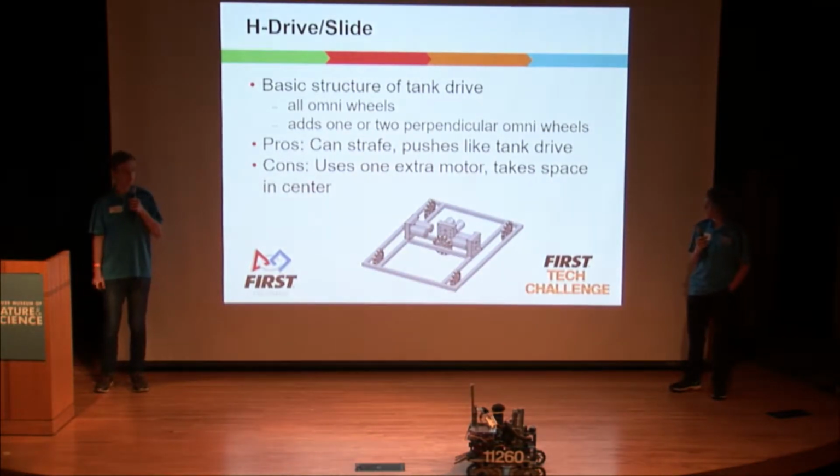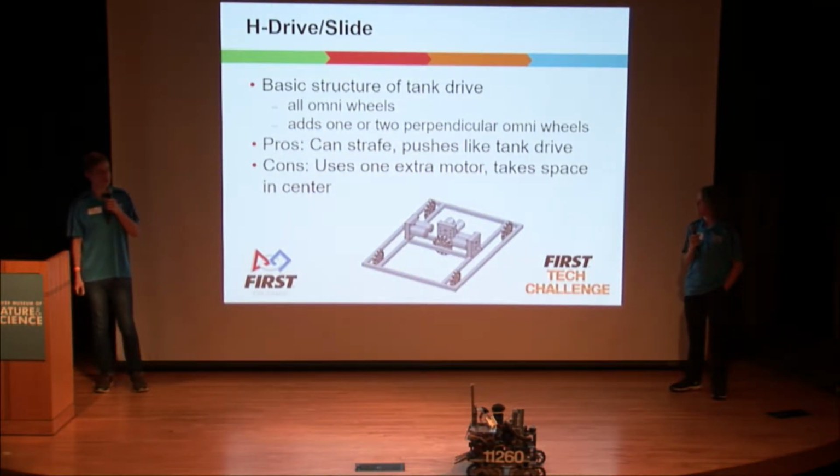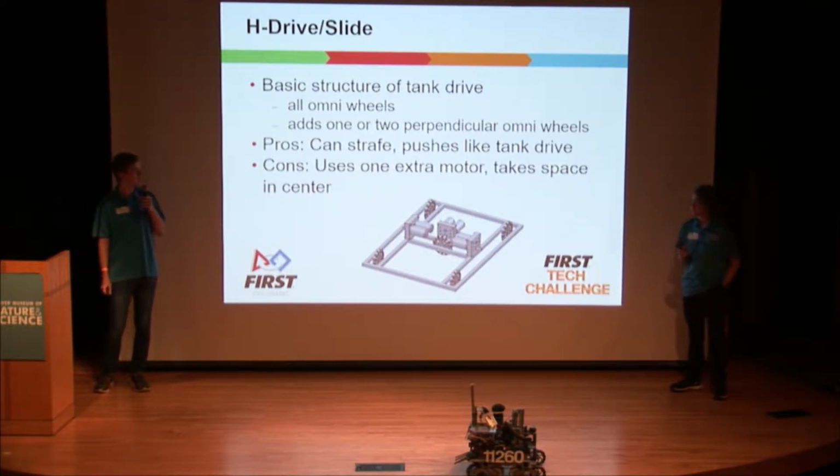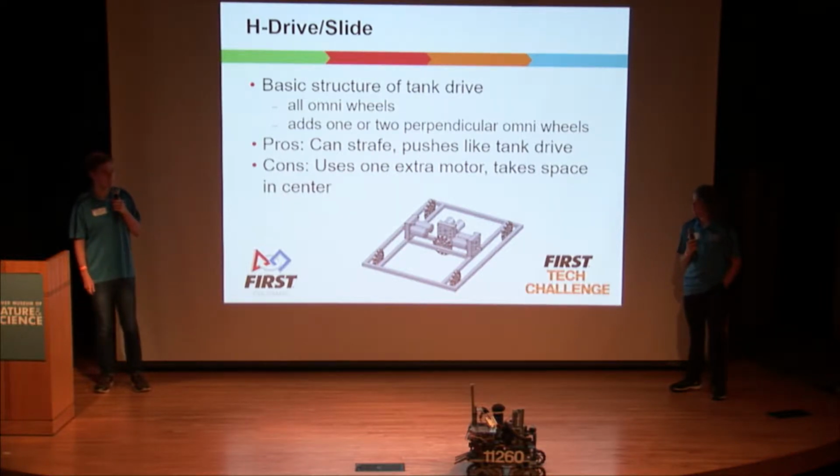All right, an H drive, it's really not a very common one. You probably won't see too many out there in the FTC world, but it is a drive that consists of all omni wheels, and it has 4 omni wheels in each corner of the robot, as a tank drive might, but then it also adds an additional omni wheel in the center of the robot that's perpendicular to the rest of the wheels, and that allows for the same strafing capability that a mecanum drive would have, but some of the problems with this are you do need at least 1 extra motor for the individually powered wheel, and it also just takes up a lot of very valuable space for building in the middle of your robot.